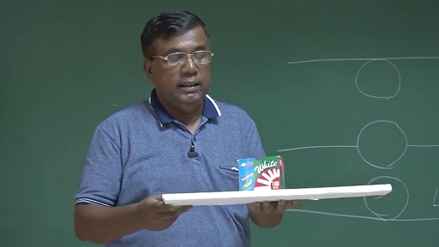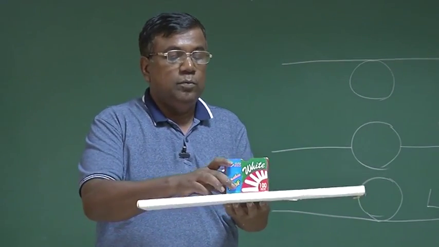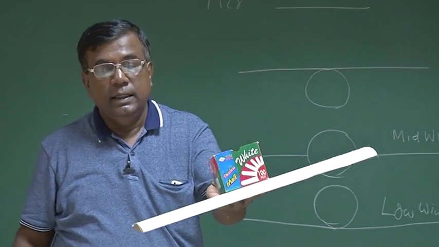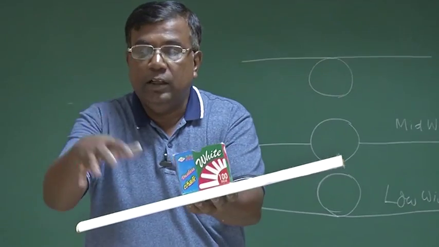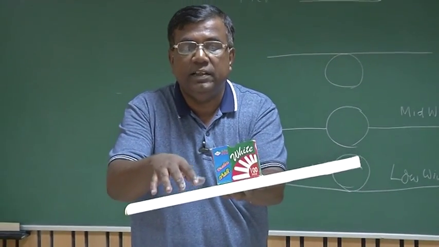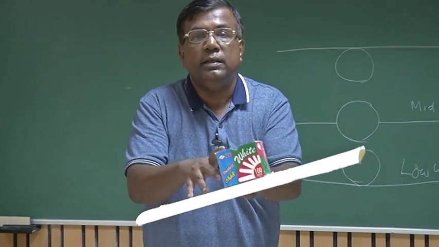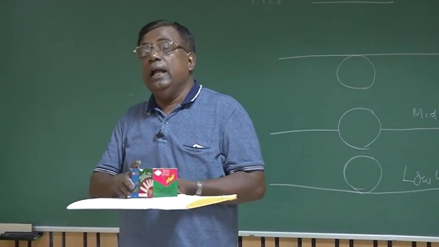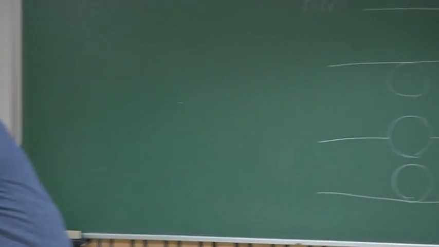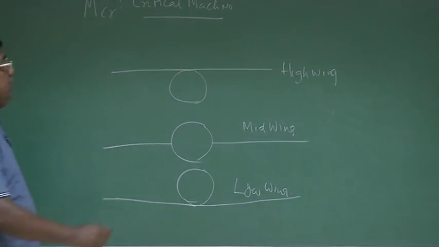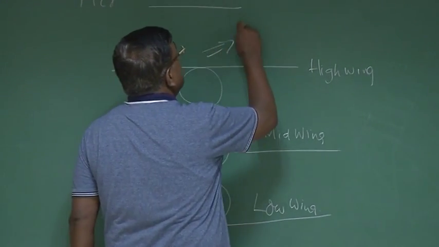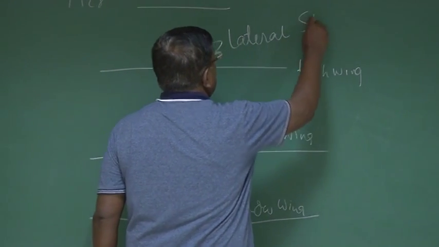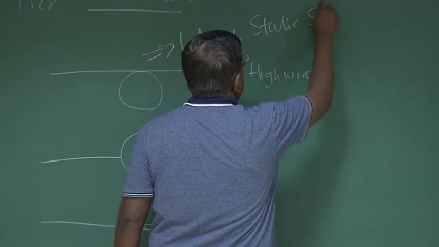Suppose it is a low wing like this. Assume this is the fuselage. Then what will happen? As it banks, it side slips, but now the air pressure will act on this top surface, it will further turn it, further bank it down. That means it doesn't have any lateral static stability. That is why when we have a high wing, it possesses lateral static stability.